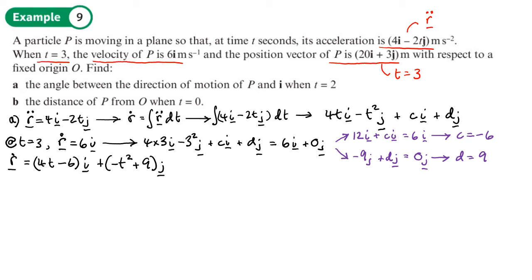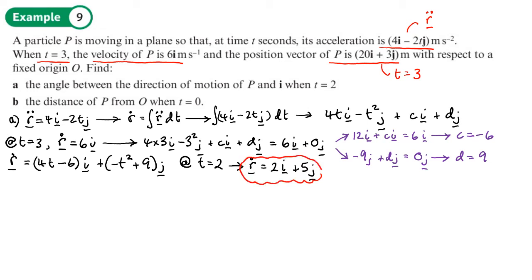So if I just put in t equals 2, I will get the velocity will be, let's work it out, 4 times 2, 8 minus 6, which is 2, so 2i. And for this bit, that'll be 2 squared, which is 4, negative 4, plus 9, which is going to be 5. So that'll be plus 5j. So this is the velocity at time equals 2.